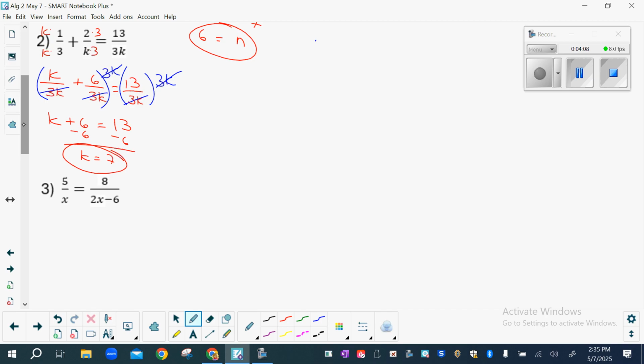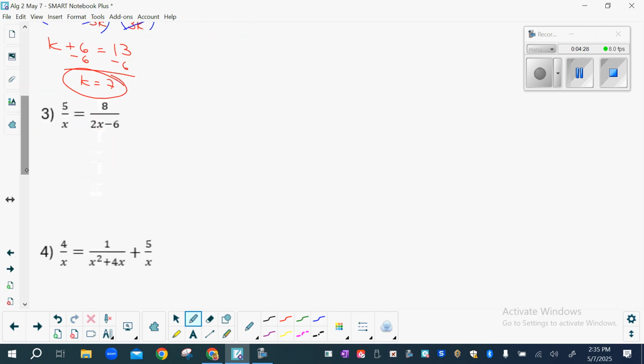Okay, so what would be the fastest way to do number 3? Anybody else know what the fastest way to do number 3 would be? We have a fraction equal to a fraction. We can cross multiply. That's right. So 8x equals, and I'm going to multiply the 5 times 2x minus 6 out as I do it for fewer steps. So 10x minus 30.